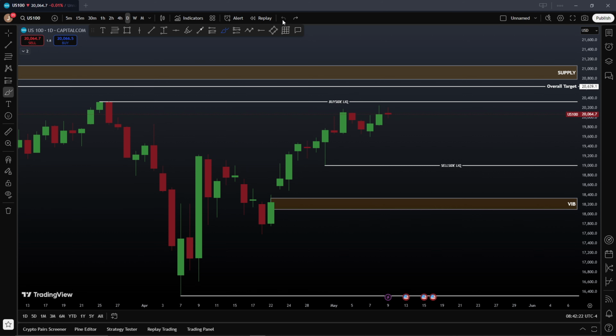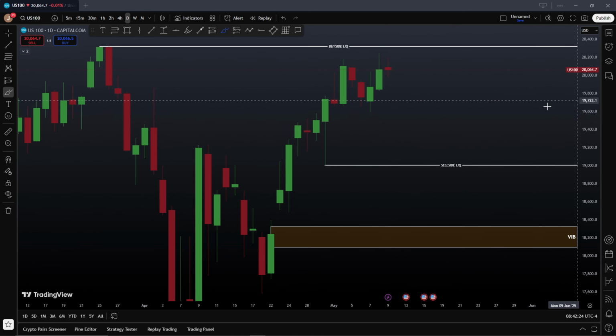All right, so looking at what we have currently for this week, we have a beautiful inside bar. We can see that we did take out buy side liquidity as well. So this is a great indication that we can potentially see that further continuation move back towards the downside.